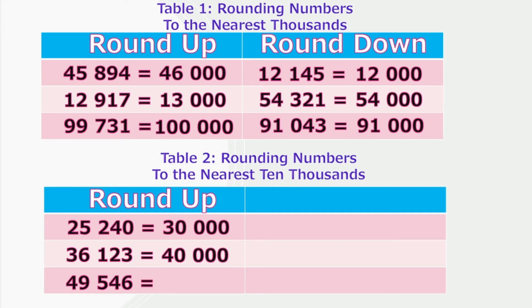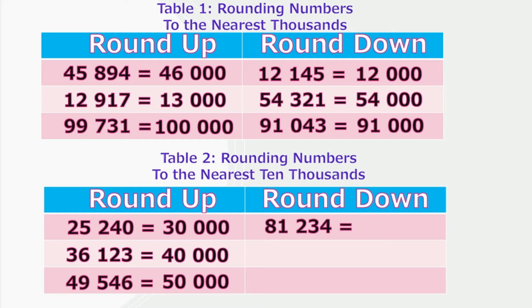Round 49,546 to the nearest 10,000s. And the answer is 50,000. Round down. 81,234 to the nearest 10,000s. Your answer will be 80,000.